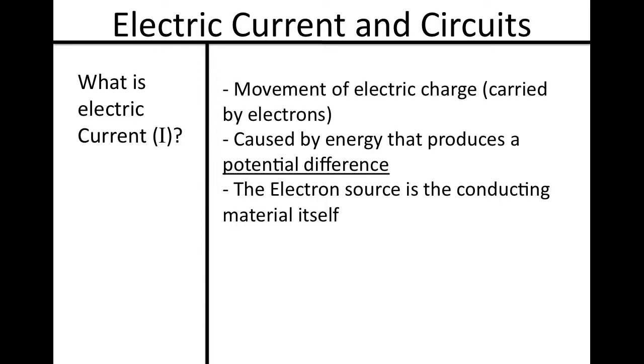The electron source is actually the conducting material itself. Some people think that the electric outlets in their homes are the source of the electrons, and that is not correct. The actual electrons come not from the power plant, but from within the wire itself. So the electrons are within the wire and they are traveling through the wire.